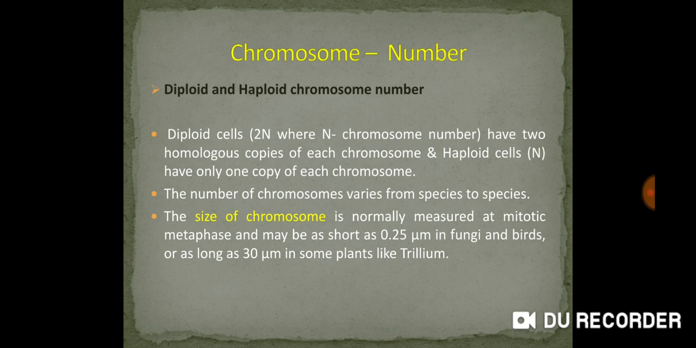The size of a chromosome is normally as short as 0.25 μm in fungi and birds, or as long as 30 μm in some plants like Trillium.